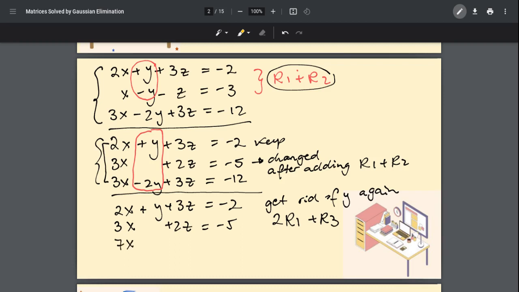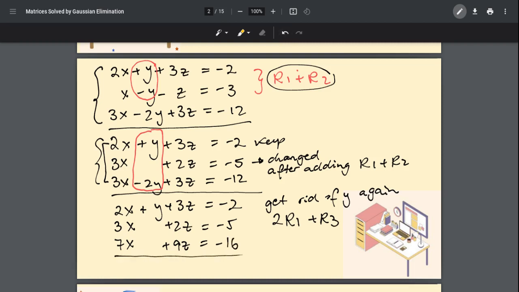2y minus 2y disappeared. Yoo-hoo! 3z times 2 is 6z plus 3z right here gives me 9z positive. And now negative 2 times 2 is negative 4 plus negative 12, gives me negative 16.